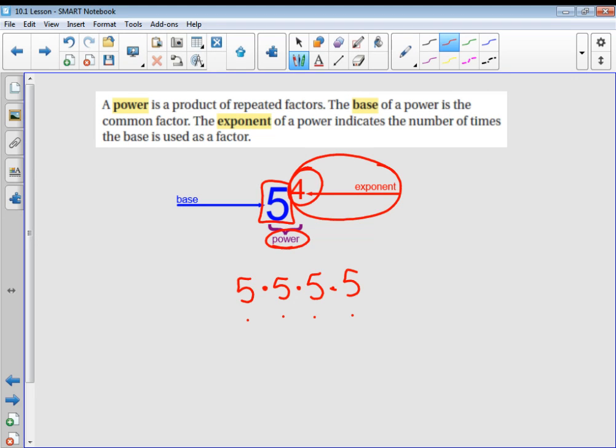So just so that you're understanding that little bit of vocab terminology, your base number is the number, and your exponent is how many times it's multiplied by itself.